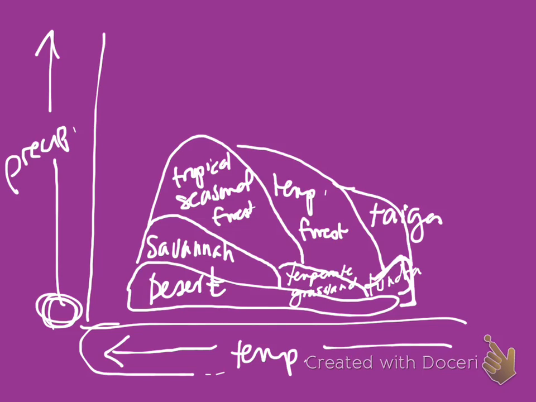So if we get a little bit more moisture than in a savanna, but it's still warm, we end up with a tropical seasonal forest. So this is a forest that changes over the course of the year like ours does. Our forest looks different all 4 seasons of the year. So does a tropical seasonal forest.